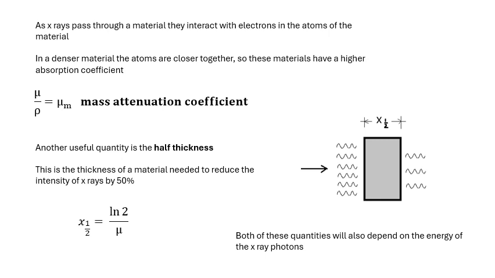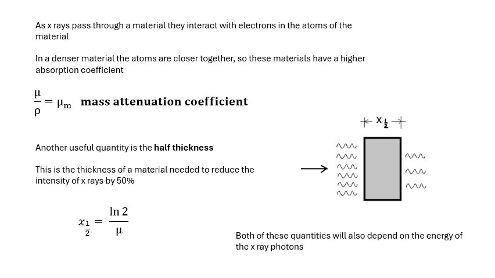And then there's the third useful quantity. You're going to get all these equations on the formula sheet, so don't panic. This is the half thickness. Now, again, this analogy with radioactive decay. The half-life is the time it takes for the count rate to halve. The half thickness is the thickness of the material needed to absorb half of the X-rays.